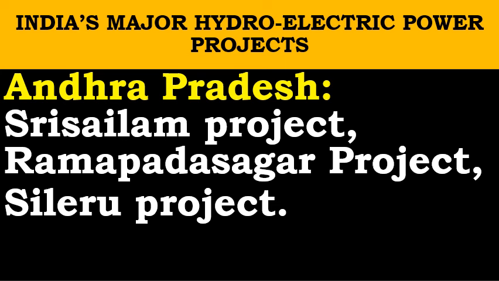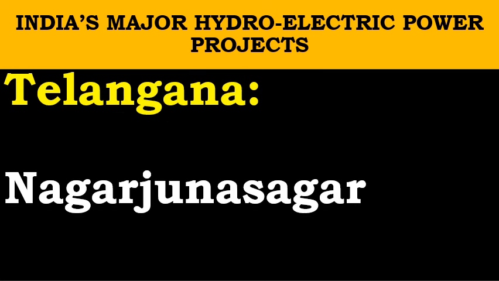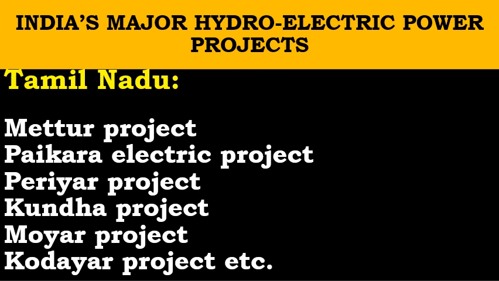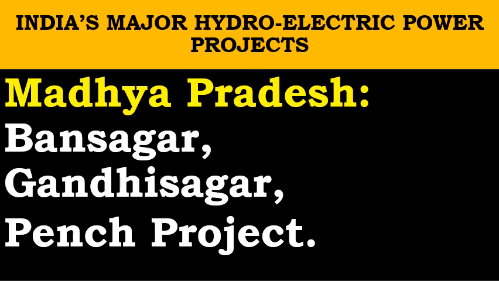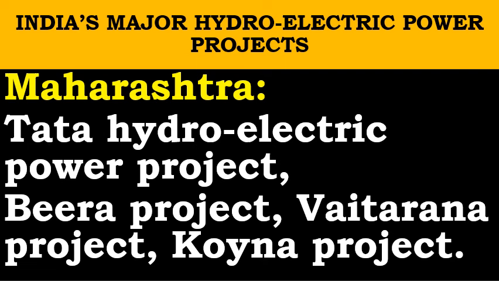In Andhra Pradesh, Srisailam Project, Ramapadasagar Project, Sileru Project. In Telangana, Nagarjuna Sagar. In Tamil Nadu, Mettur Project, Pykara, Periyar, Kundah, Moyar, and Kodayar Projects. In Madhya Pradesh, Bansagar, Gandhi Sagar, Pench Projects. Maharashtra hydroelectric projects are Tata Hydroelectric Power Project, Bhira, Vaitarna, and Koyna projects.